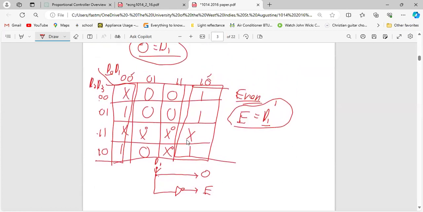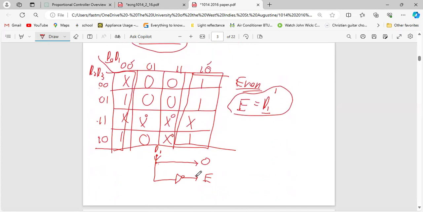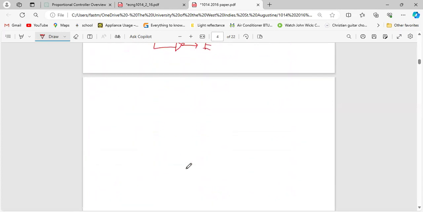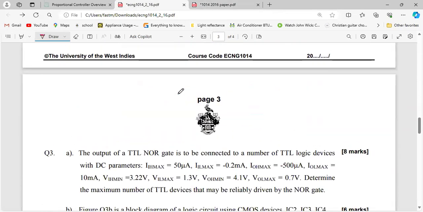Once you break it down, you can draw your circuit using your minimum SOP, because you're trying to get the simplified circuit. Obviously, if you had to use the one from on top, your circuit will look a lot uglier. All right, and that was question two.